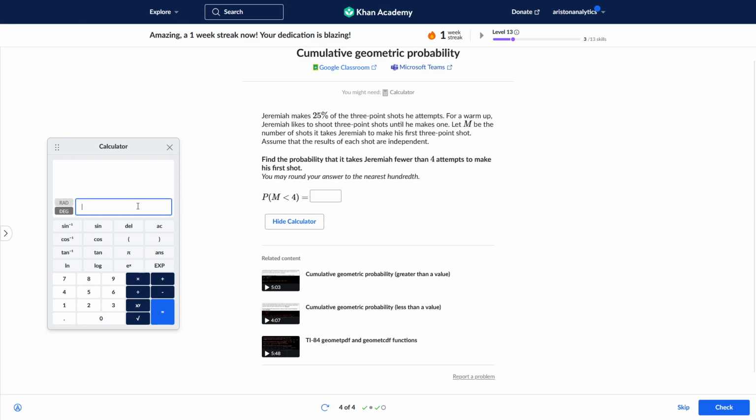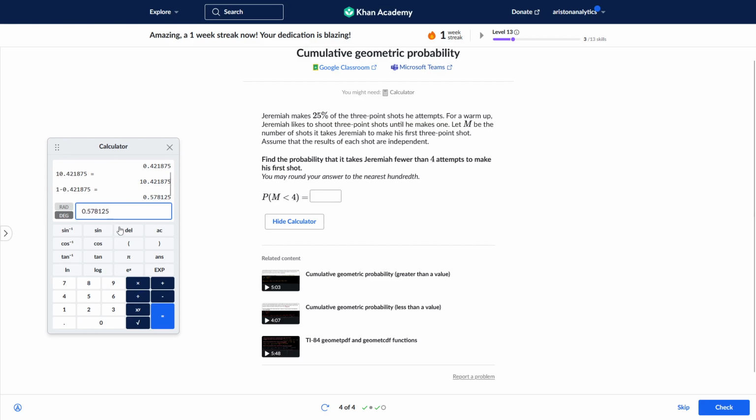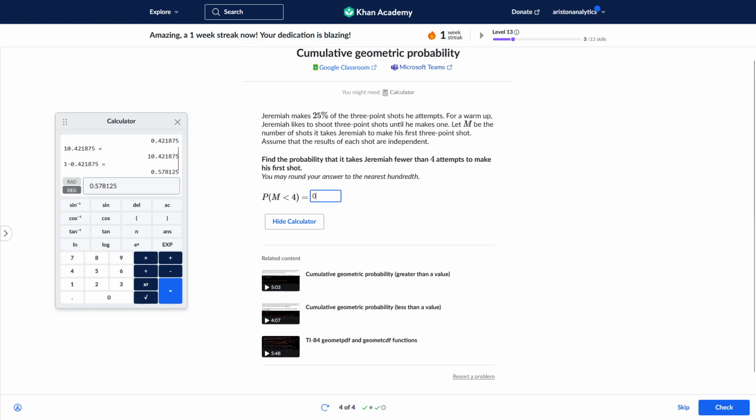Fewer than 4 attempts to make his first shot. So, yeah, 3 and at least 1. So if it's none, it would be 3.75, 3, 1 minus this, 1 minus that. 0.58.